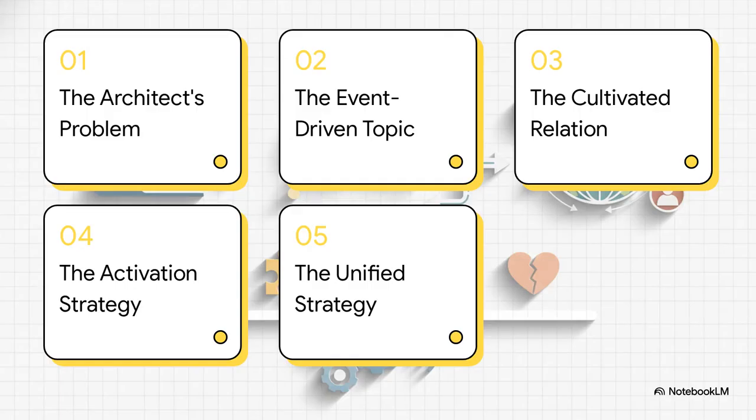So how do we solve for A? You have to stop thinking like a writer and start thinking like an architect. In this explainer, we're going to walk through that exact shift. We'll look at the architect's problem, and then we'll break down a unified strategy built on 3 essential keys: finding your event-driven topic, building a cultivated relationship, and designing an activation strategy.